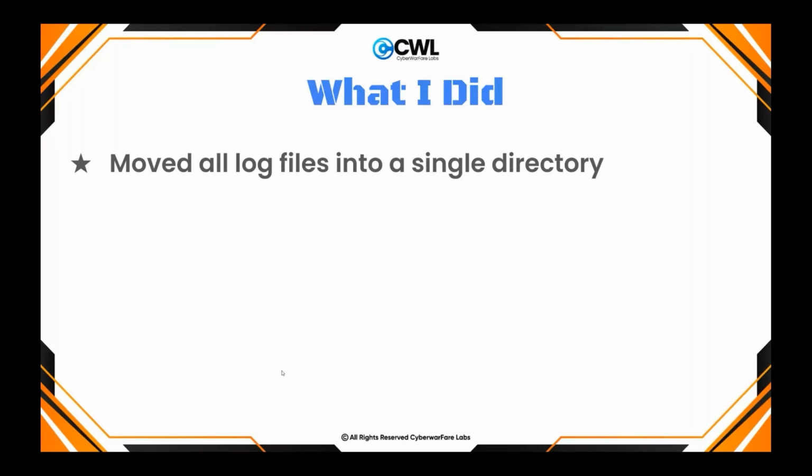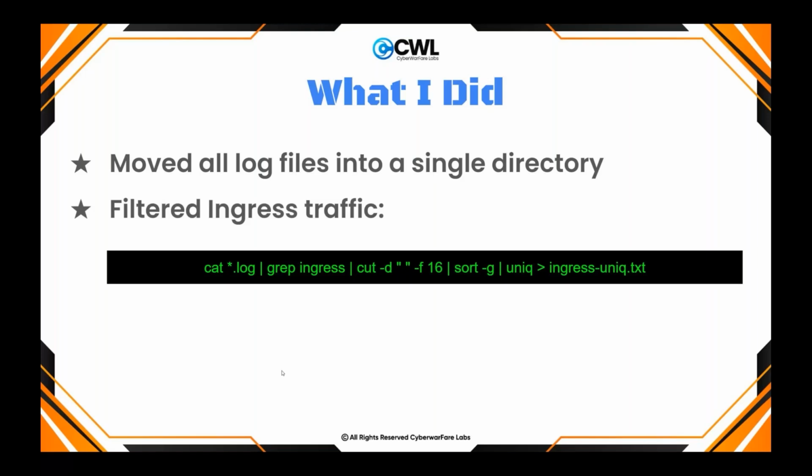What I did was start by filtering the ingress traffic. I first moved all the files into a single directory. I unzipped them, so all the log files were in a single directory. When you publish to S3, the files are by default in the format of GZ, and when you unzip them with tar, they will be in the format of .log. So I got a bunch of files.